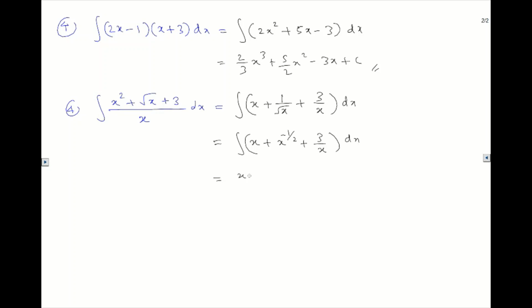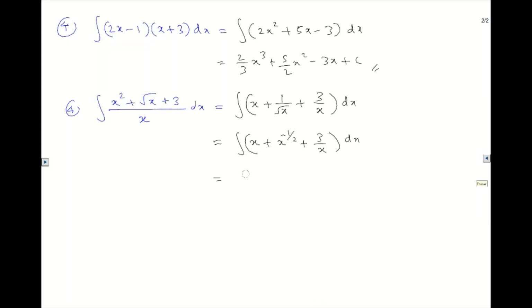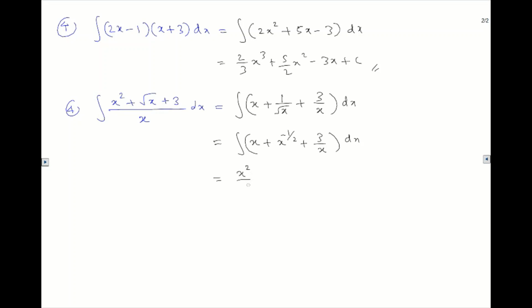So the first one is going to give you x squared over 2. The second one, you want to add 1, so it becomes 1/2. So divide by 1/2 means multiply by 2, so it's 2 square root x. And this one is log, so it's log of x. We don't know whether x is positive or negative, so we put the absolute sign there, plus c.